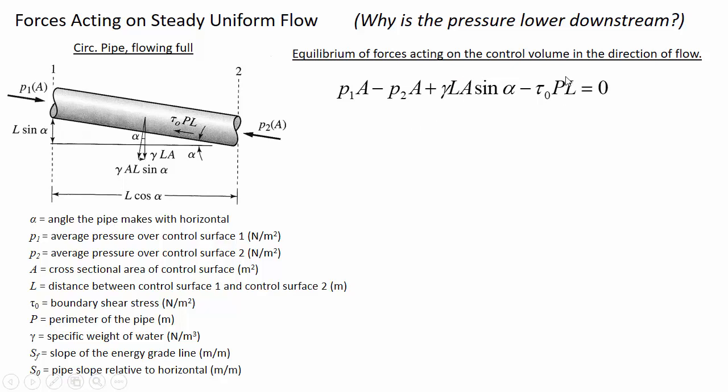And then this last term here is the important one if we're talking about resistance. What that is is the shear stress, the perimeter, and then the length of the pipe segment. And so it's the force that's applied by the pipe to the outside surface of the water. It's the shear force that arises out of a shear stress. And so it's the effect that causes the pressure to be lowered downstream.